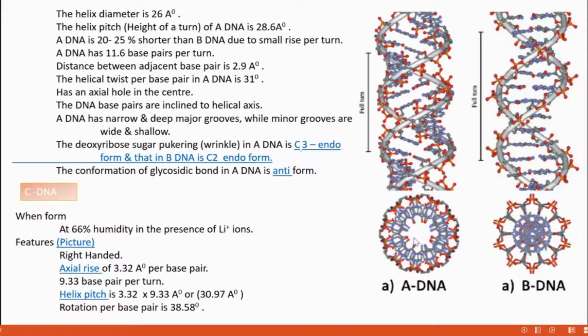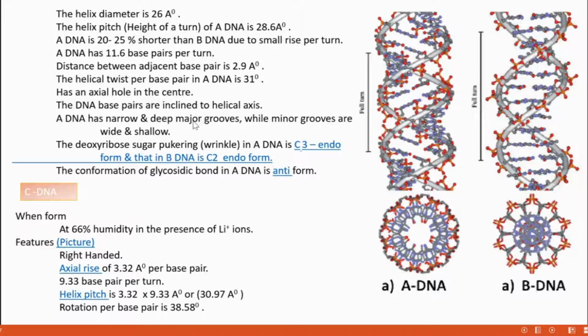And if we take a cross section here, we can see an axial hole in the center of this A-DNA. And see how the DNA base pairs are arranged in these two types. Here it is somewhat perpendicular to the helix axis, but here it is in an inclined way. So an inclination is there. The DNA base pairs are inclined to the helical axis.